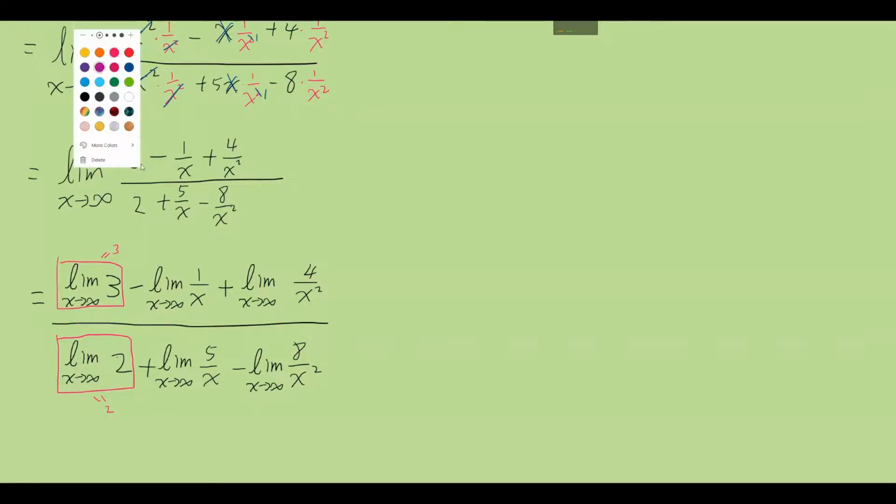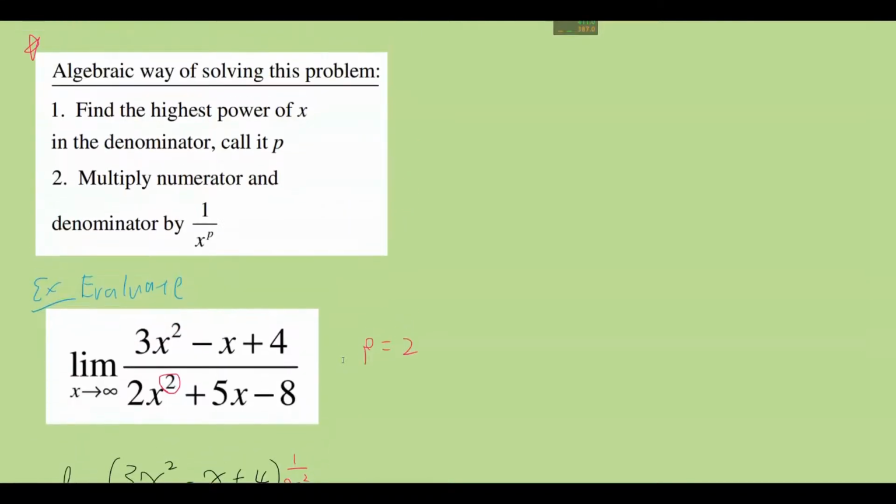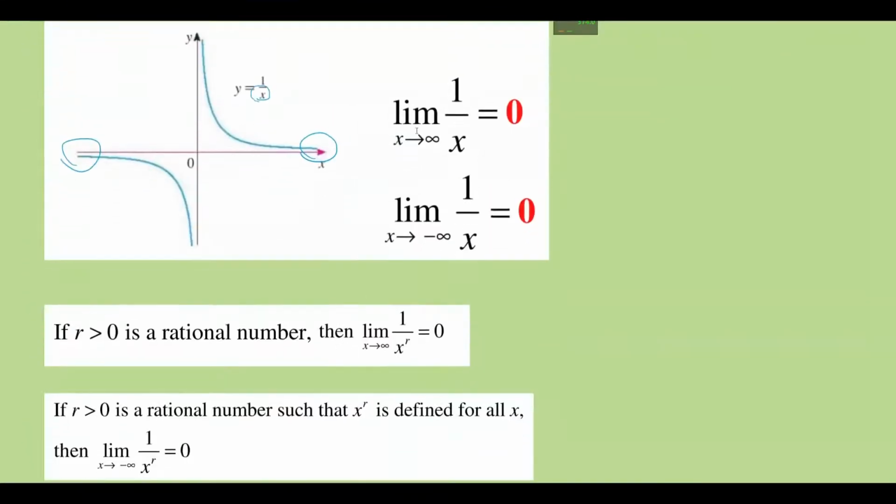Notice that the rest of them all have a constant over some power of x as x approaches infinity. Let's recall from earlier: when x approaches infinity of some constant over x, or x to some power, as long as it's a positive power, the limit goes to 0. They all go to 0.